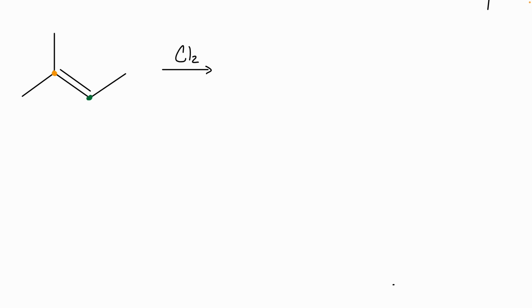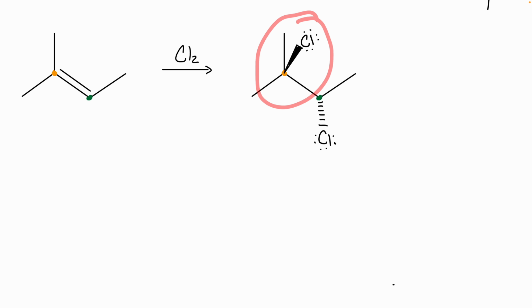Okay, let me just show you real quick what not to do. I'm going to play the same game, right? I need to put a chlorine on a wedge and a chlorine on a dash.